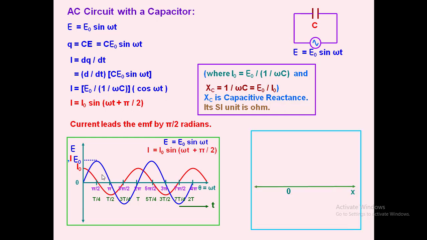The same you can represent with respect to a phasor diagram. This is EMF and this is current. Because the function is positive, we are going to represent it in the second quadrant. So the difference between these two is pi by 2. And this is omega t, and that's pi by 2. So the total angle will become 90 plus omega t.